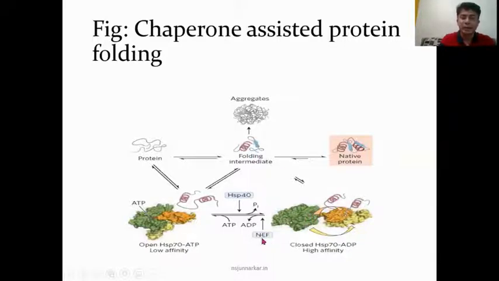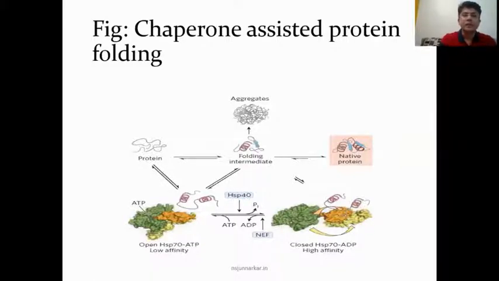And later on, the nucleotide exchange factor causes the exchange of ADP with ATP, resulting in conversion of the HSP70-ADP into the HSP70-ATP complex again, which is available to bind another molecule of polypeptide chain for its folding into a partially folded structure. So this is how HSP70 along with HSP40 cause the proteins to fold properly.